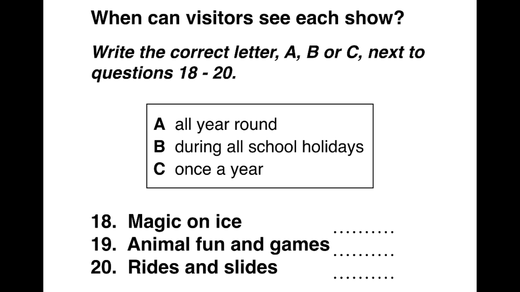That's the end of the recording. Hopefully you got the answers. Let's see what they are. Magic on Ice was C, once a year, because it said 2 weeks during the Christmas holiday only. Then 19, Animal Fun and Games was A, all year round, because it said it's open on weekends, Saturdays and Sundays during both term time and school holidays. And Rides and Slides was B, during all school holidays only, but not during term time. It said open when children are off school, but closed during the school term.